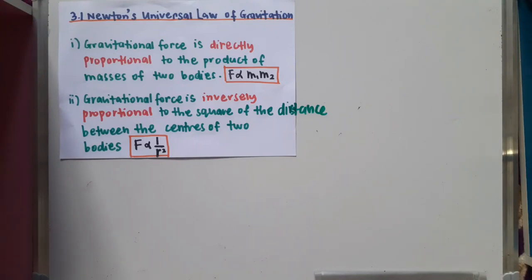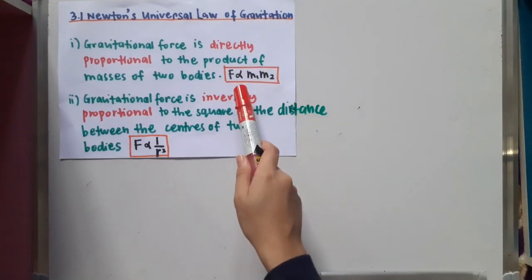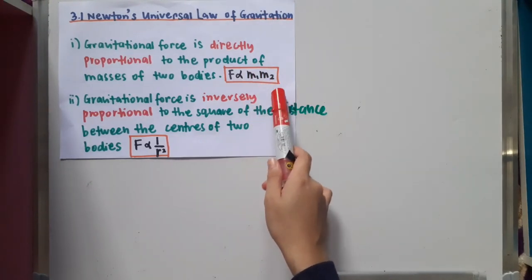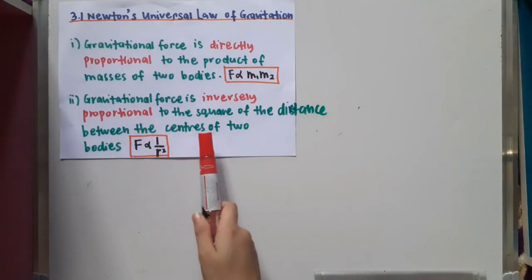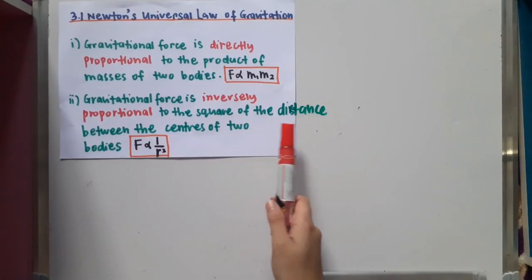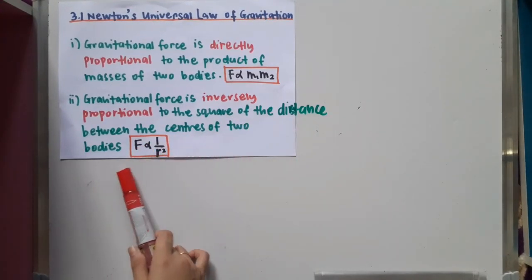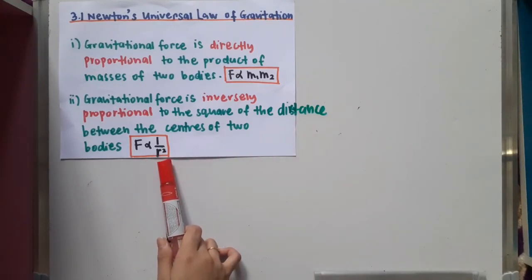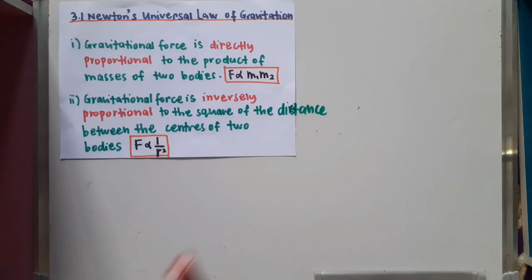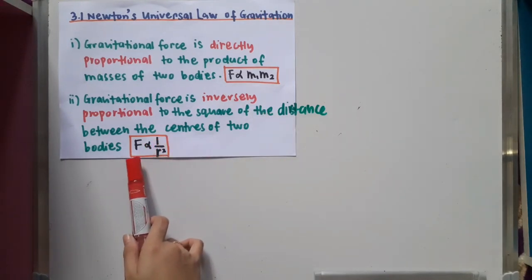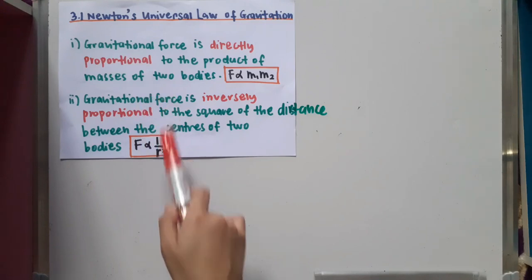Okay class, but before that, let's take a look at the definition of Newton's universal law of gravitation. Let's take a look at this statement. Gravitational force is directly proportional to the product of masses of two bodies. F is directly proportional to the product of mass m1 times m2. And the second statement is gravitational force is inversely proportional to the square of distance between the centers of two bodies. Square of distance means r square. r is the symbol of distance. Inversely proportional, so that's why F is inversely proportional to 1 over r square.